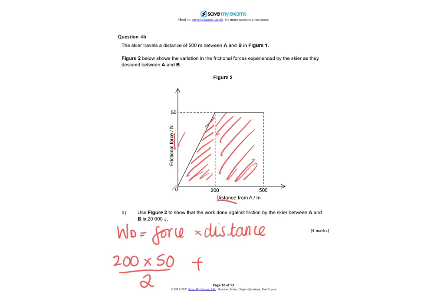And the base here is 300, because it's going to be 500, take away 200. So we got 300 times the height, which is 50, and I'll put that in brackets. So if we type that into our calculator, you will get 20,000 joules.